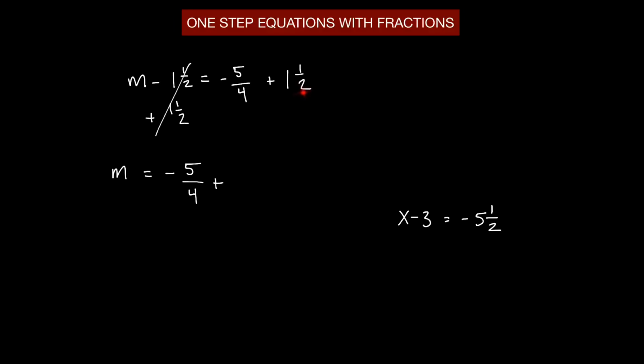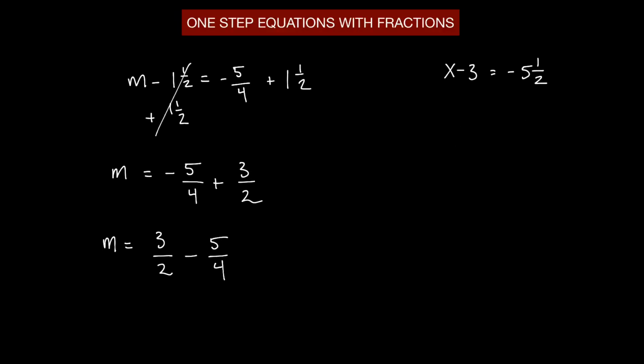So to do that, we multiply 2 times 1 plus 1. So 2 plus 1 is 3/2. So we're going to call that 3/2. Okay, negative 5/4 plus 3/2. That's the same as 3/2 minus 5/4. That's simply our commutative law of addition. So 3/2 minus 5/4. I'm going to go ahead and move this other problem up here for now.